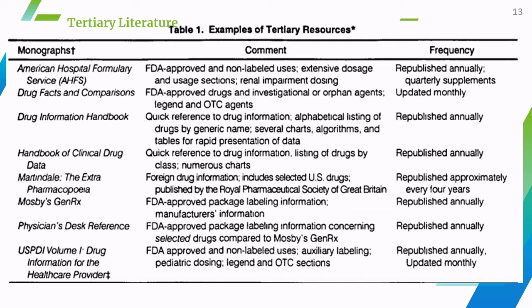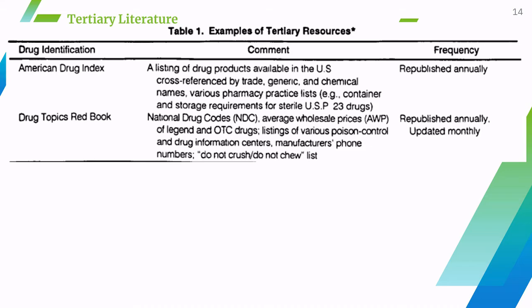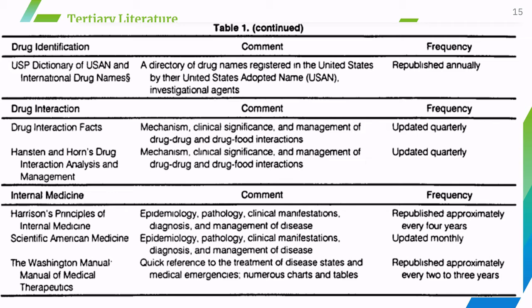There are many other examples of tertiary literature. The tables in these slides provide an overview of such sources. You can also see different classes of textbooks. These are for your reference only and you are not required to memorize them. However, a basic understanding is required. For example, if you are asked about the type of literature with reference to Martindale, the Extra Pharmacopoeia, you should be able to tell that this belongs to the tertiary type of literature. In the next slides we will further discuss the types of textbooks.